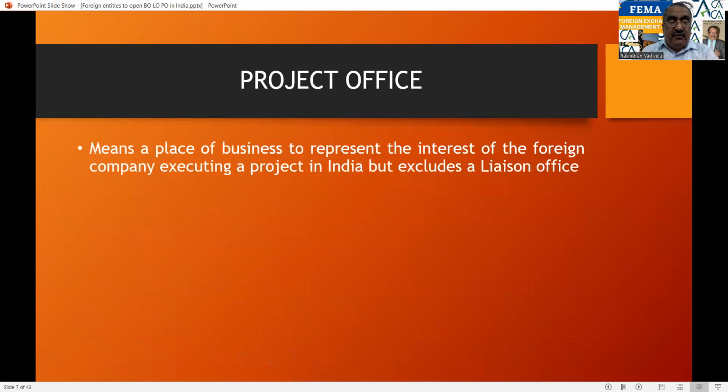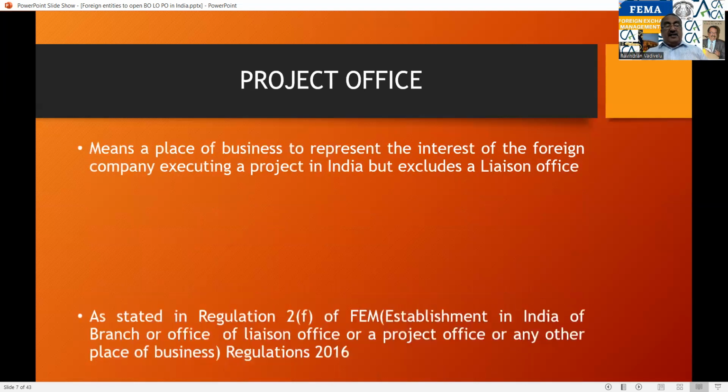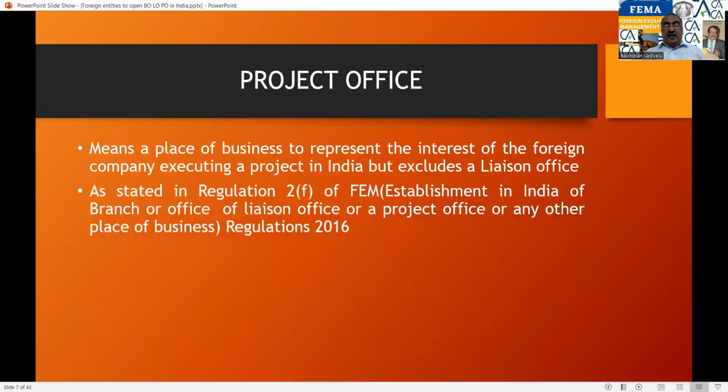What is meant by project office? It means a place of business to represent the interests of the foreign company executing a project in India, but it excludes the liaison office. So this is very important: it excludes the liaison office. This is covered by regulation 2F of FEMA.